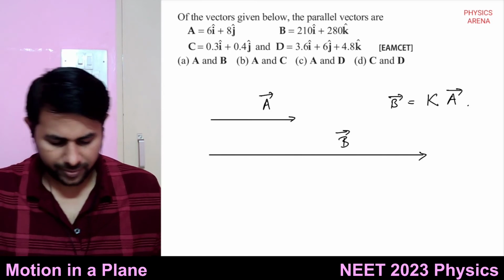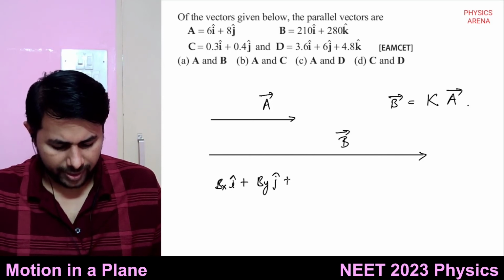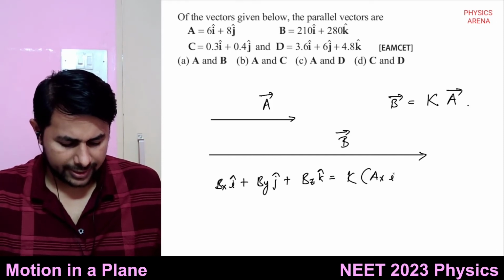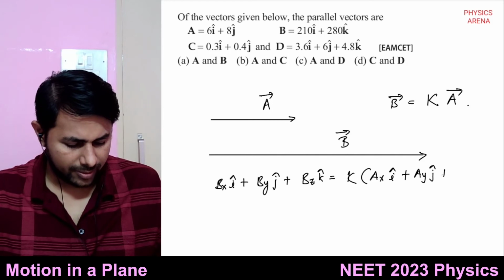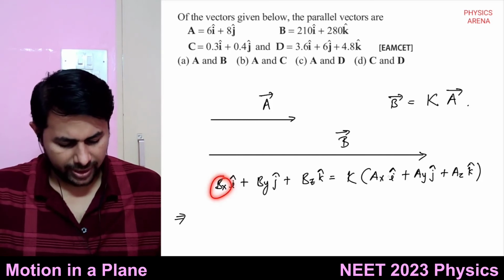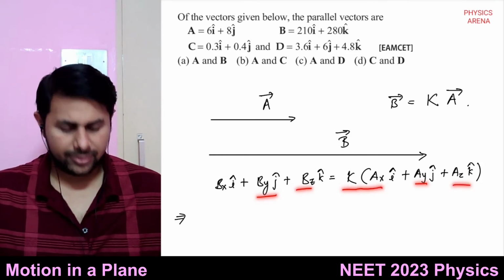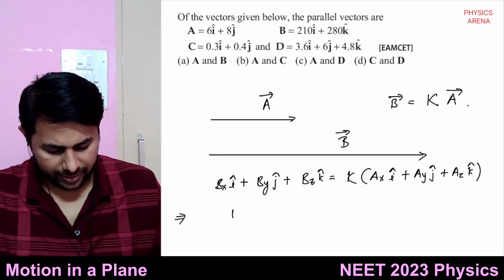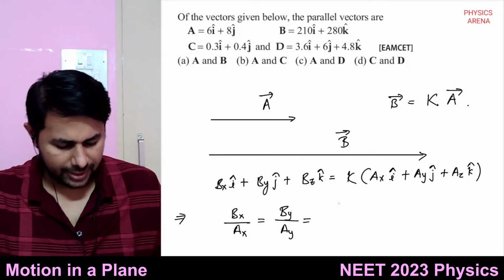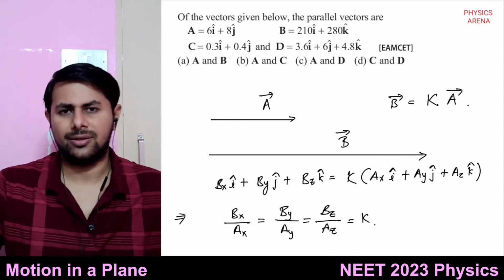So therefore, what you can say is bx times i cap plus by times j cap plus bz times k cap is equal to that constant multiplied by ax times i cap plus ay times j cap plus az times k cap. Okay. And from here, what do you get? So bx is equal to k times ax, by is equal to k times ay, and bz is equal to k times az. Or I can say bx upon ax is equal to by upon ay, and that is equal to bz upon az, and that's equal to k. Can I say this?